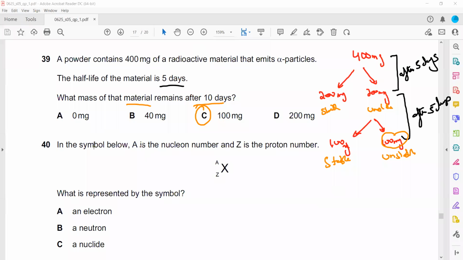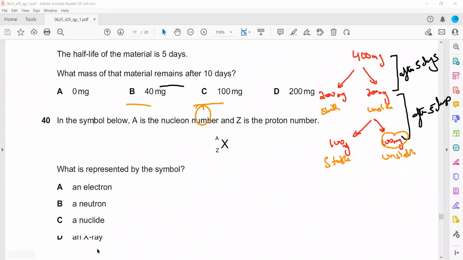Then in the symbol below, A is the nucleon number and Z is the proton number. What is represented by the symbol? So this is called a nuclide notation. Nuclide means the notation of an atom. So C is the right answer.